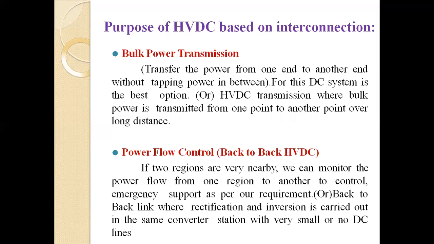Second is power flow control, which means a back-to-back HVDC system. If two regions are very nearby, we can control the power flow from one region to another for emergency support as per our requirement, using a back-to-back link, where rectification and then inversion is carried out in the same converter station with a very small or no DC line. So if the two regions are very near, we can control the power.